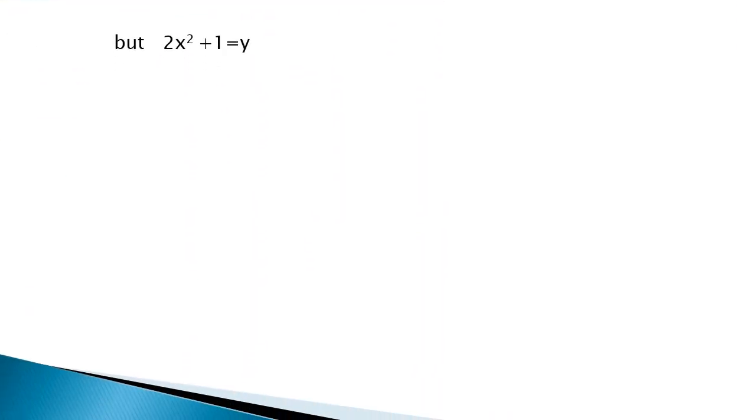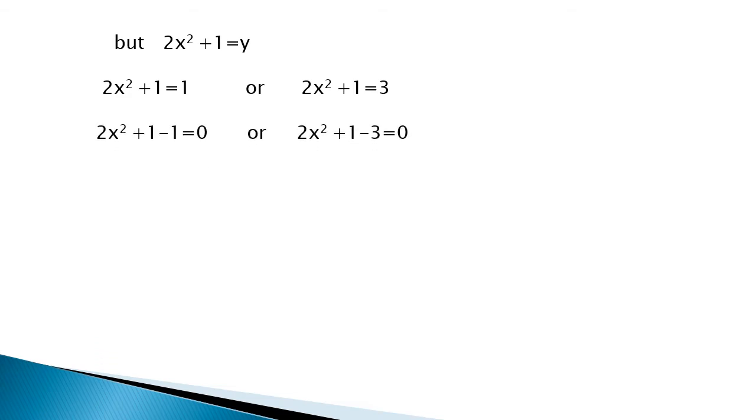But students, in the beginning of our question we said that 2x² + 1 = y. So here we will put 2x² + 1 = 1 or 2x² + 1 = 3. Now when we solve it, we have 2x² + 1 - 1 = 0, or 2x² + 1 - 3 = 0.